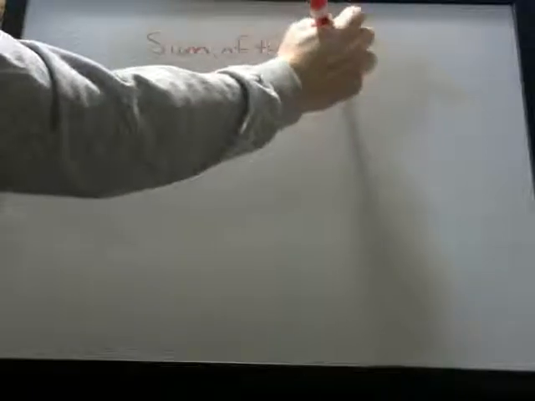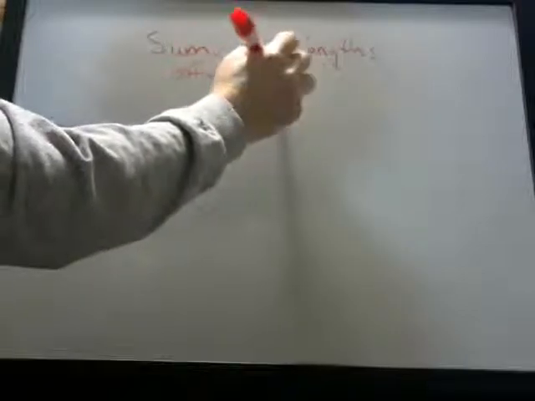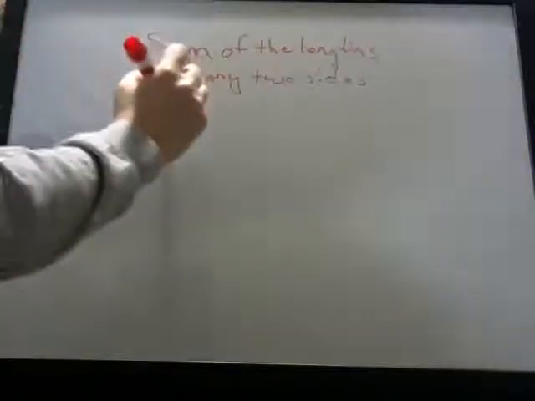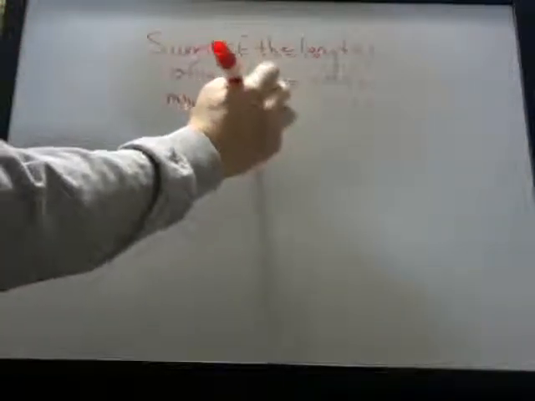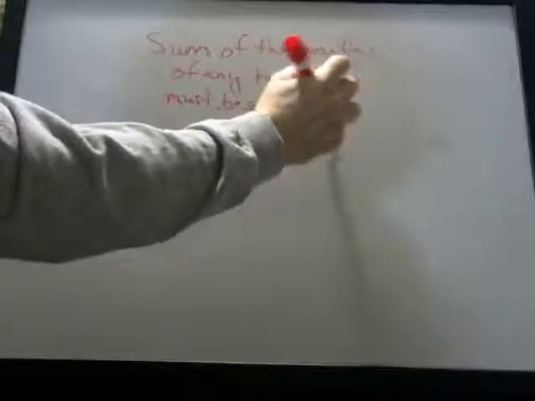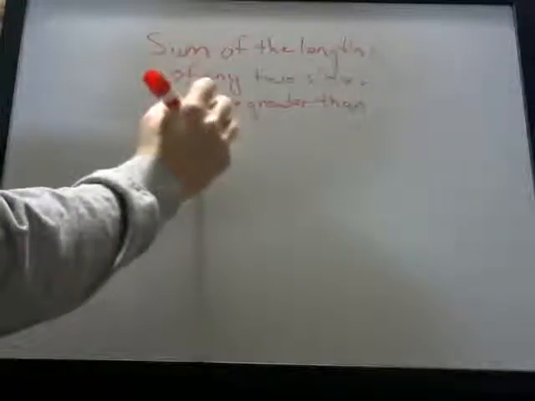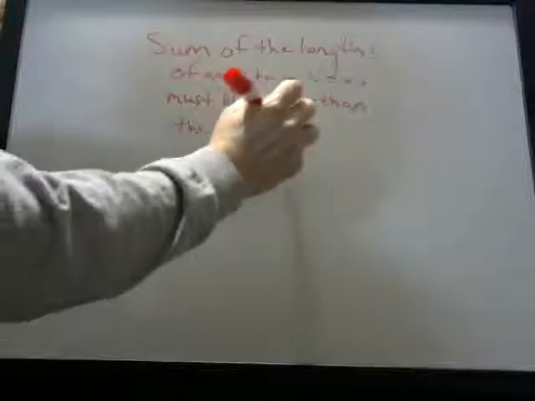The second concept that we're going to learn here has to do with the length of the sides of a triangle. So I'm just going to write this out. The sum of the lengths of any two sides must be greater than the third side. It says the longest side, but really it's the third side.